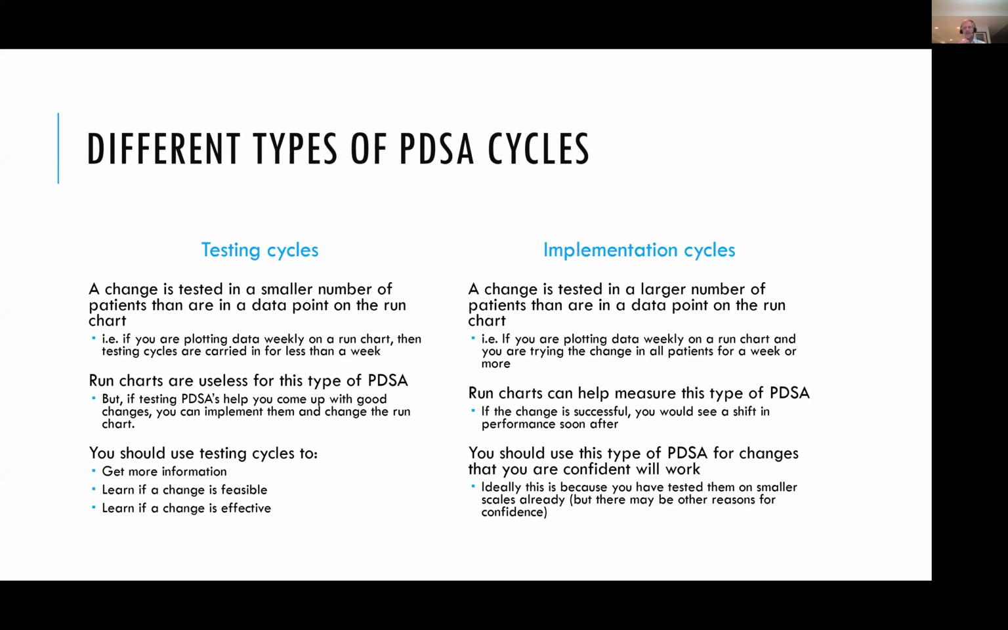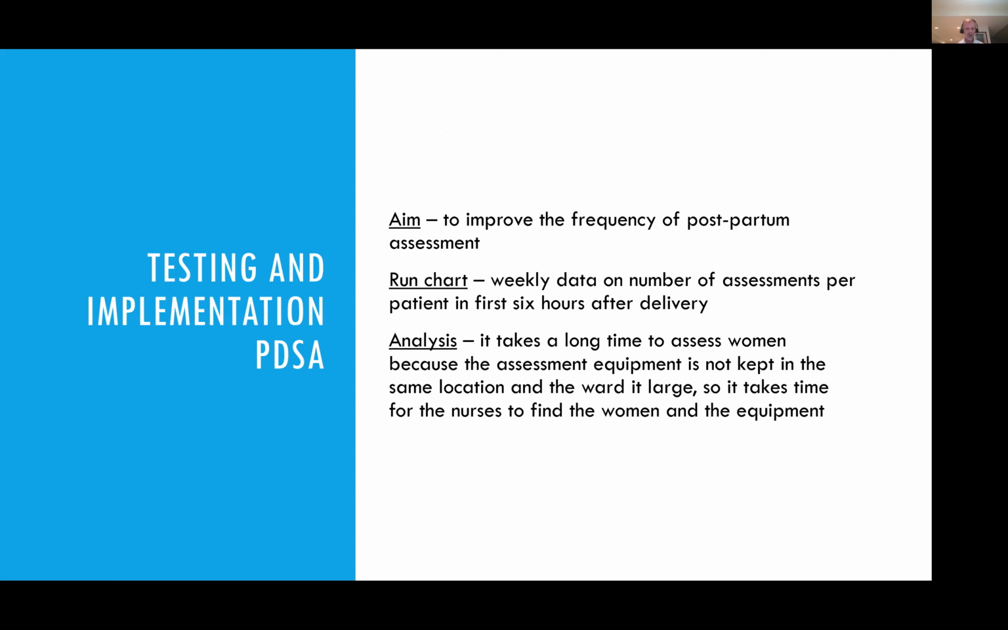And so this can be confusing because some people really get stuck on the run chart and then they sort of ignore the testing PDSAs. And that's a real problem because it means you don't try the ambitious changes. And so here's an example of how this might work, okay?